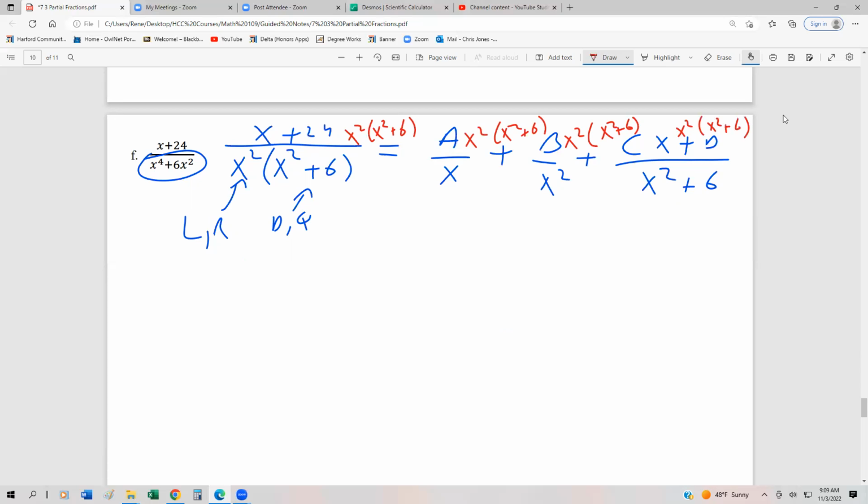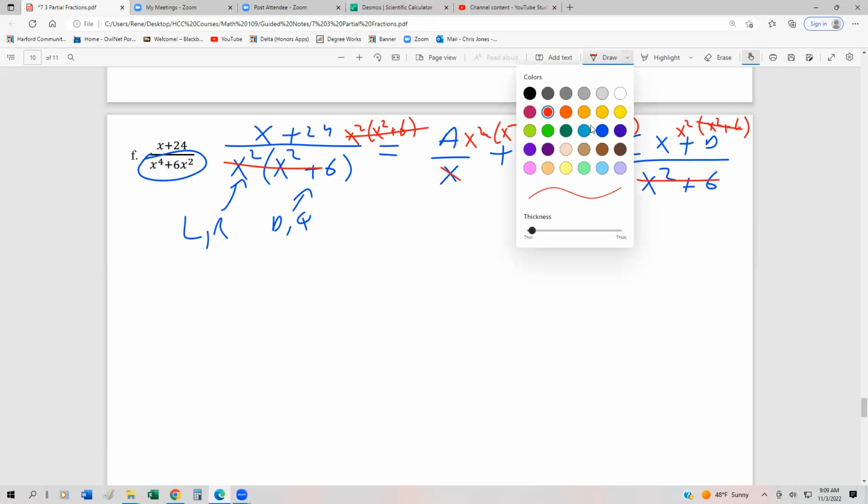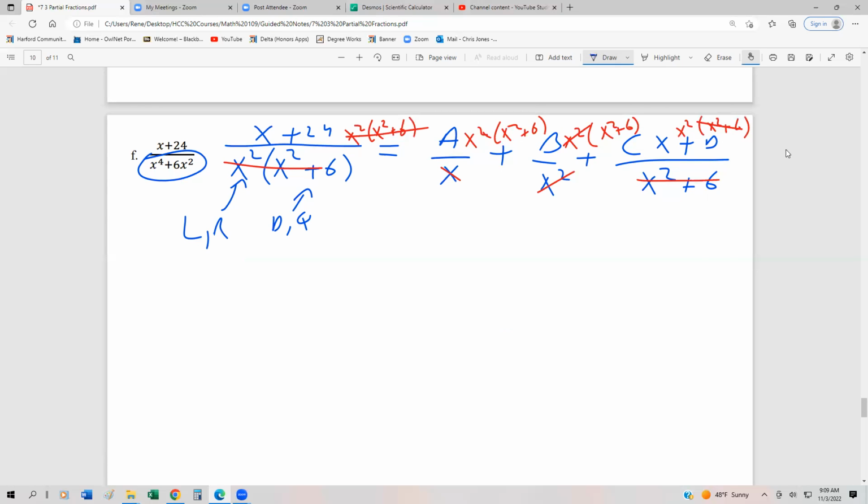All right, so it's just able to squeeze that in there. Everything cancels on the left side. That's good. One x is going to cancel. Both x's are going to cancel. And then x plus 6 is going to cancel, or x squared plus 6. I keep saying that. All right. So this system isn't going to be as bad as the previous.